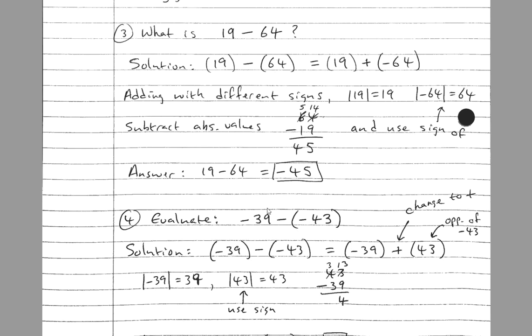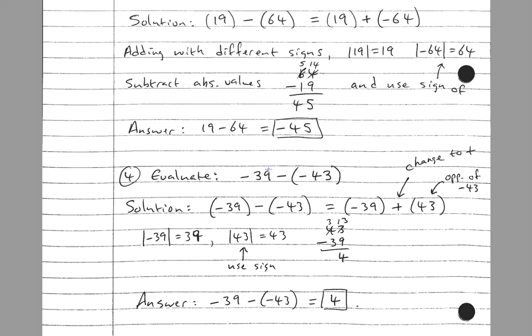Let's see what we have here. So we have negative 39, that's the first number. And we're subtracting another negative number, negative 43. I guess this is the most complicated case. So negative 39 minus negative 43. Keep that negative 39. And we're going to change this subtraction to an addition. And we need the opposite of negative 43, that's 43. So changing the subtraction to an addition, we get this equivalent expression.